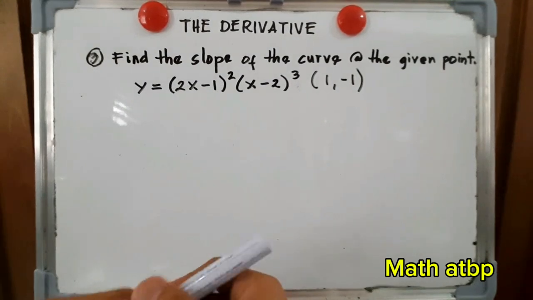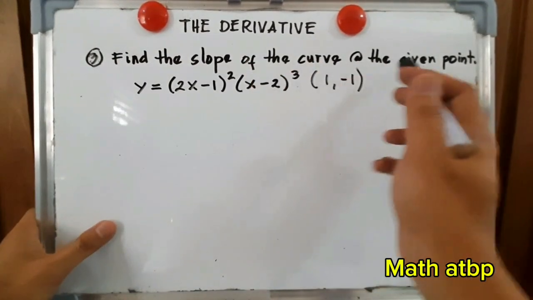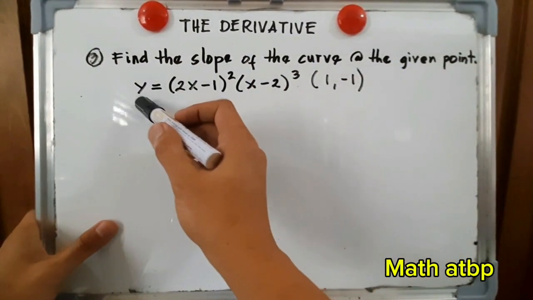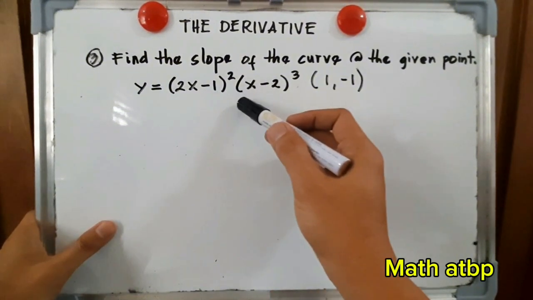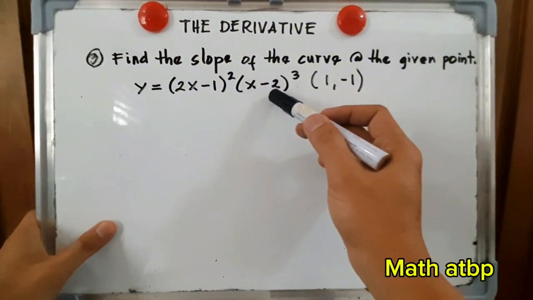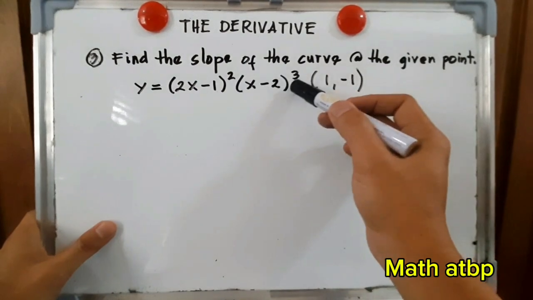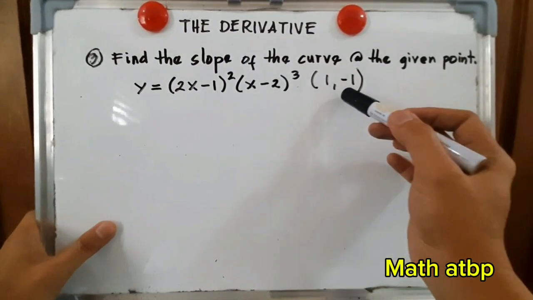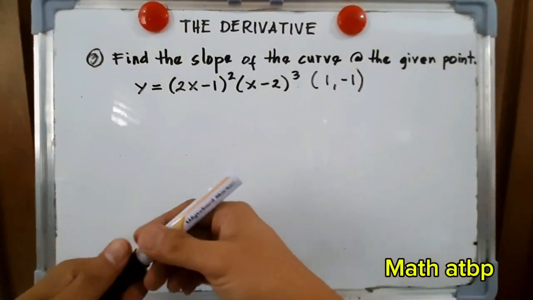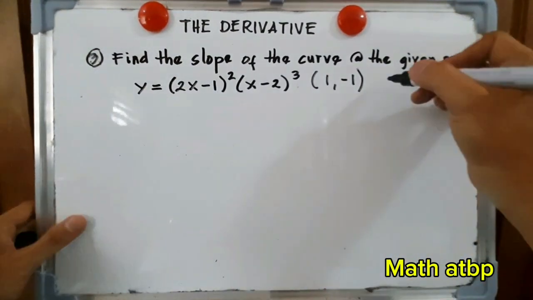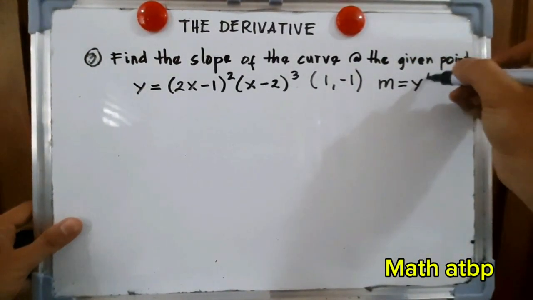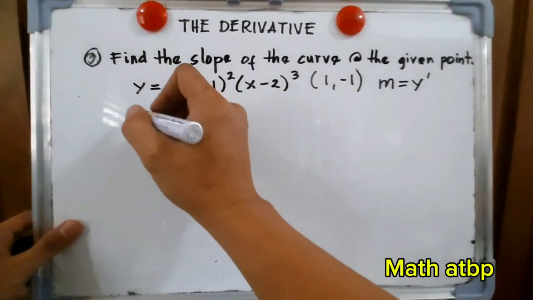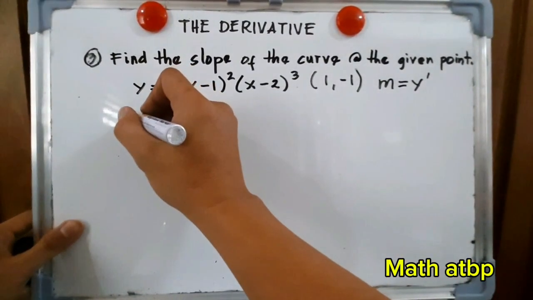Let us have another example. Find the slope of the curve at the given point. The curve is y is equal to the quantity 2x minus 1 closed quantity squared times the quantity x minus 2 closed quantity cubed at the point (1, -1). Okay, so let us differentiate this. As I've said, once again, m is the same as your y prime or dy/dx. So let us find y prime, or the slope.